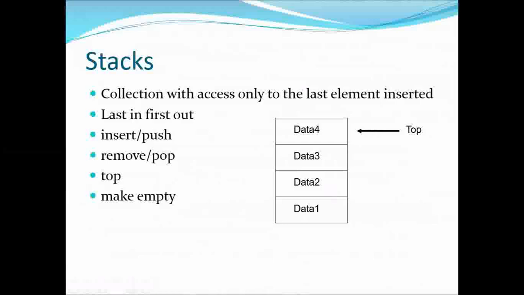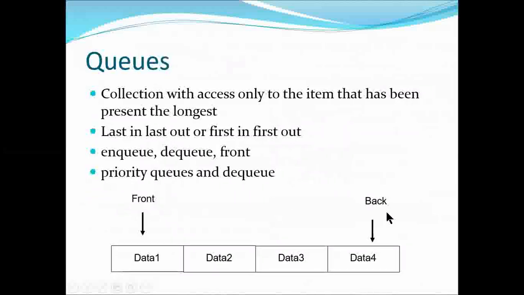For example, stacks. As you can see, a collection with access only to the last element inserted. So what is last in, first out, as you can see. And it has two algorithms which are popularly known as what? The pop for removing and the push for putting data inside. The queue basically is a pure collection of FIFO, first in, first out, where you insert from the rear and get from the front.